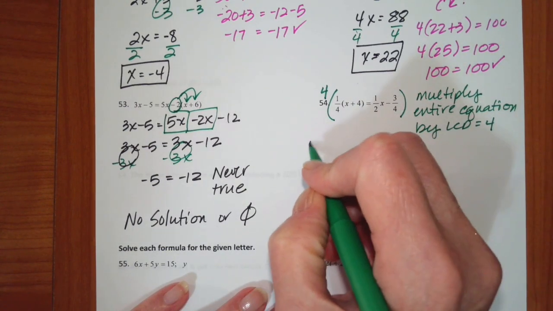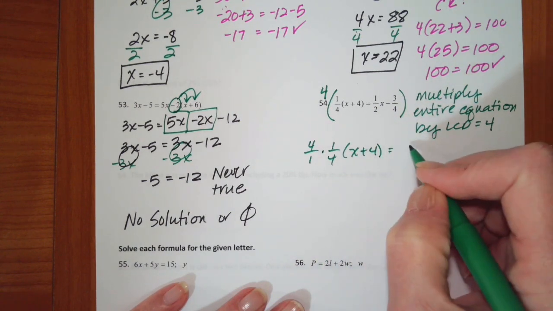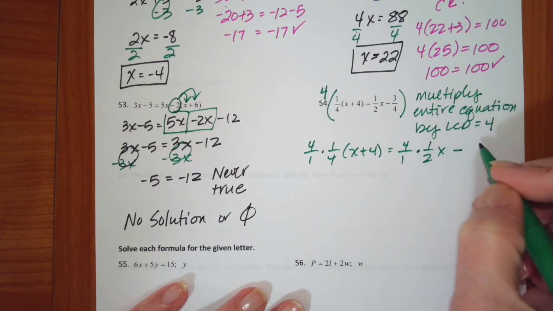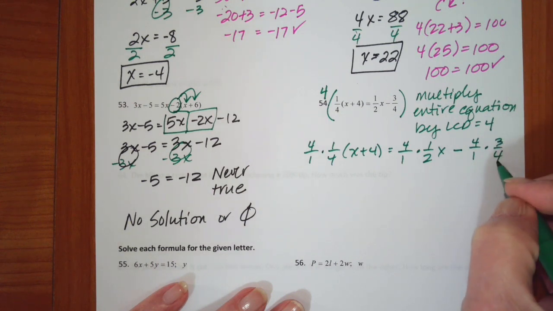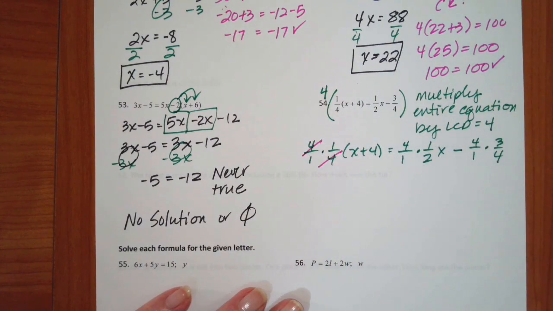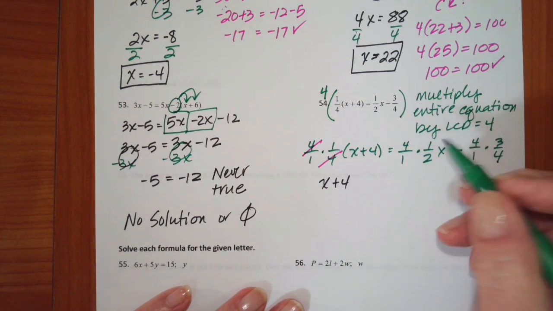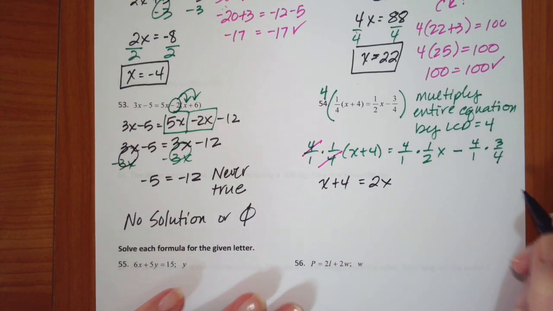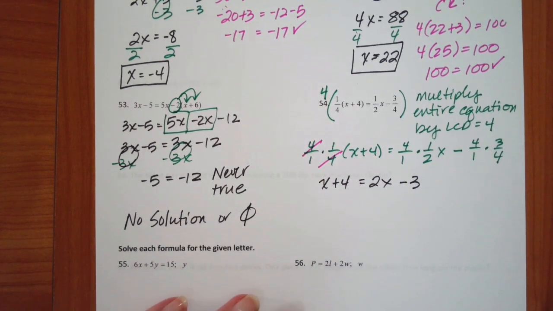So that gives me 4 over 1 times 1 over 4 times x plus 4 is equal to 4 over 1 times 1/2 x minus 4 over 1 times 3/4. Well, anything divided by itself becomes 1, so on the left-hand side I'm just left with x plus 4. This becomes 4 over 2, which becomes 2x. This is 12 over 4, which becomes 3.